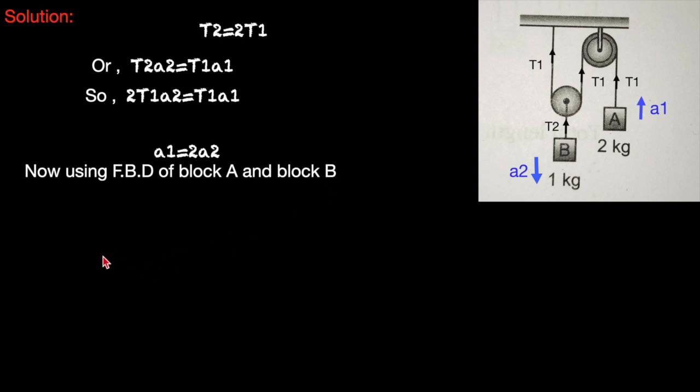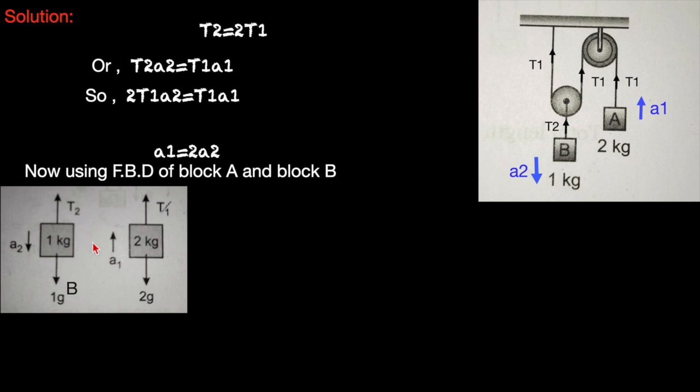So for you guys, I am done. I have provided you the free body diagram. Here is the free body diagram of block B, which has mass 1 kg, where tension T2 acts upward, its weight 1g acts downward, and the direction of acceleration a2 is also downward. And here is block A, which has mass 2 kg, where tension acts upward and weight downward, and the direction of acceleration is upward. So this is the free body diagram.